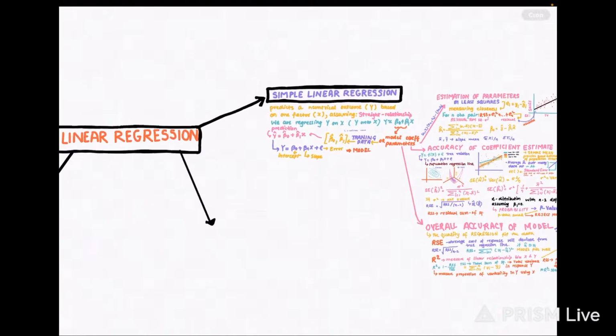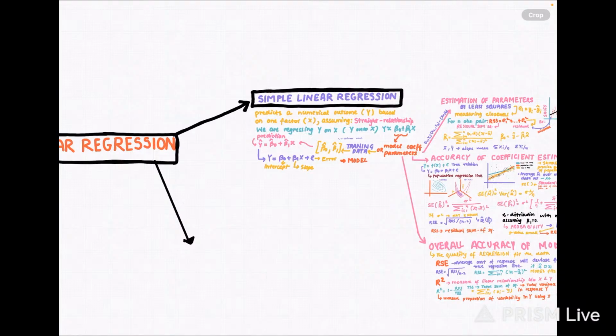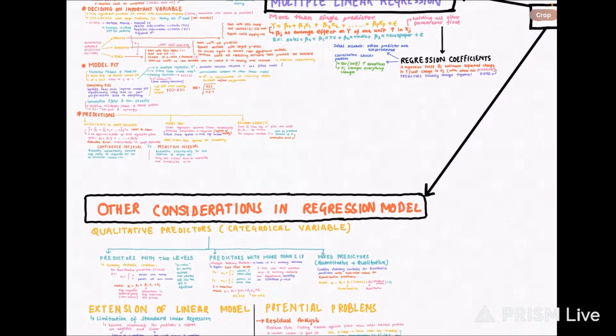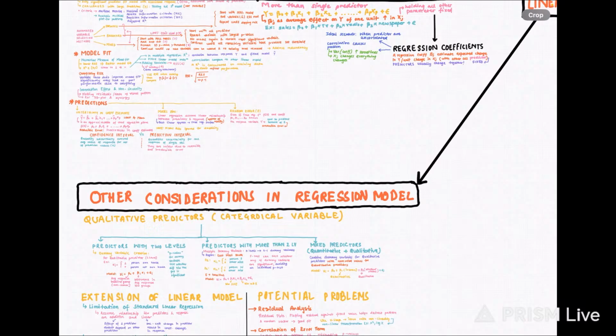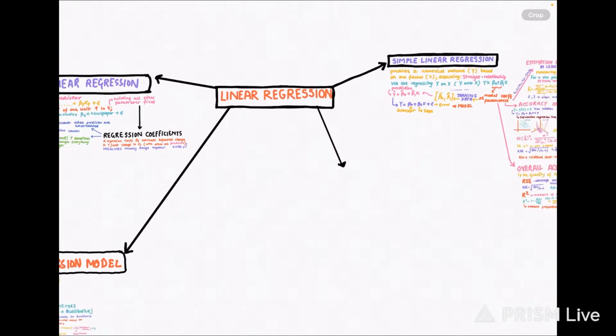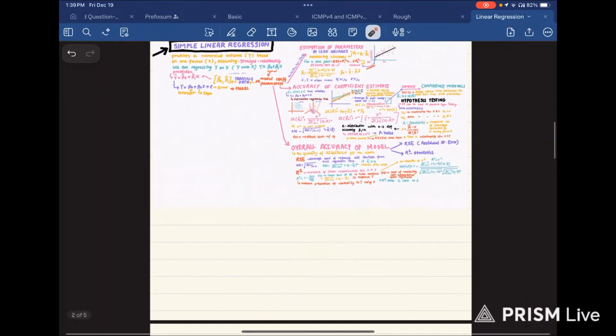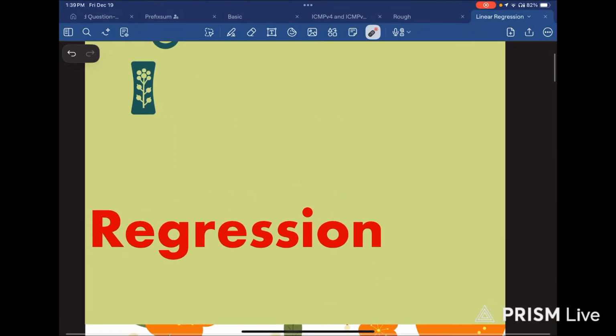So first we have simple linear regression, and the next part is going to be multilinear regression. And last we will see the other considerations in the regression model. So without wasting any more time, we will just see it.